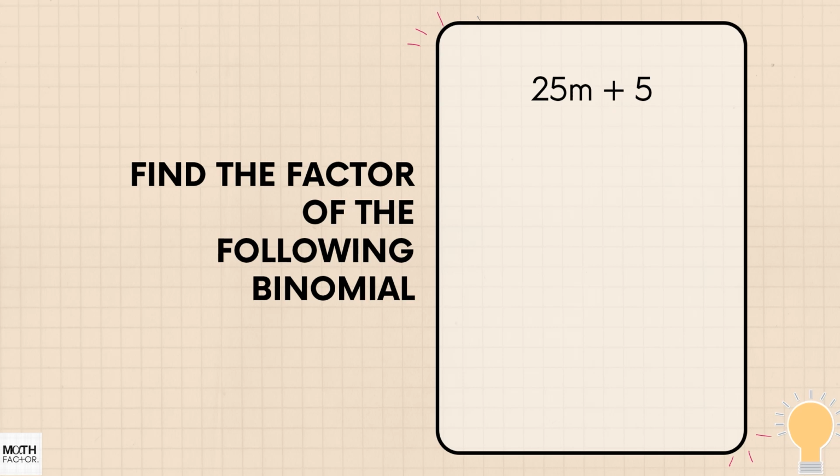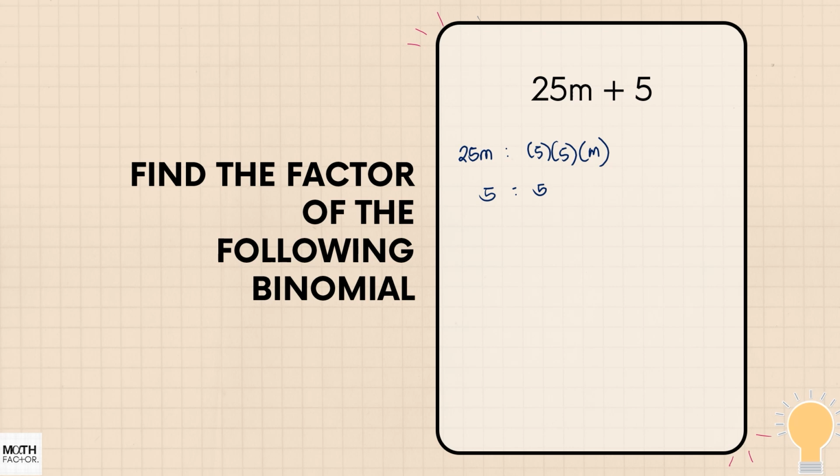Let us have another example. But in this case, we're going to find the factor of the following binomial. In getting the factor of binomials, we will first get the GCF of the two terms, and the GCF will serve as one of its factors. So here in our example 25m plus 5, let us find first the prime factors of each term. Let us begin with 25m. The prime factors of 25m are 5 times 5 times m. For 5, since 5 is a prime number itself, its prime factorization is just 5.